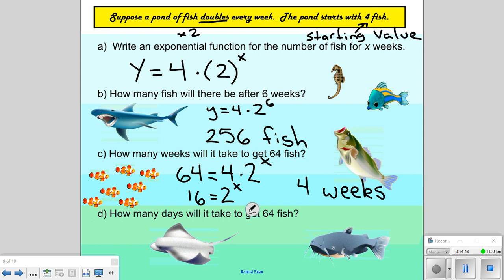How many days will it take to get to 64 fish? So this is kind of a little bit of a trick problem, but we've been dealing in weeks so far, but this time we're actually going to be dealing in days. So if it took 4 weeks to get 64 fish, how many days would that be? Well, there's 7 days in a week, and 4 weeks have passed, so it's going to be 28 days. That's kind of a thinker for you.